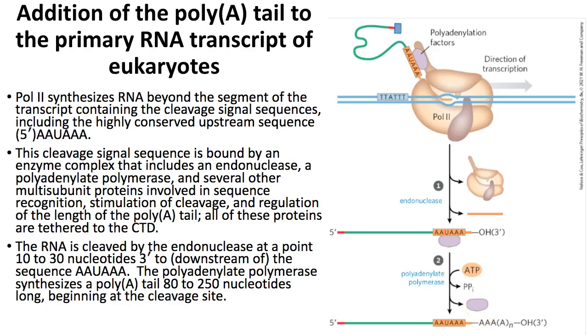Now we need to talk about the actual termination. When you have the termination of the RNA strand, there is a tail that is added at the end. Once again, you have your direction of transcription. You have your RNA being made, where you have your cap and your exon. There is a sequence for the termination, AAUAAA, and an endonuclease that also reads this termination sequence.